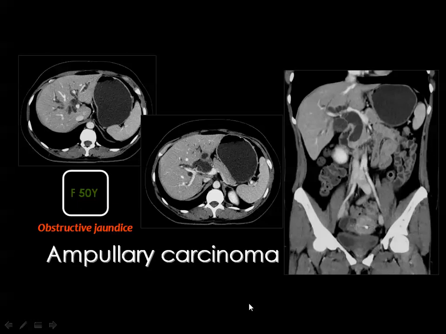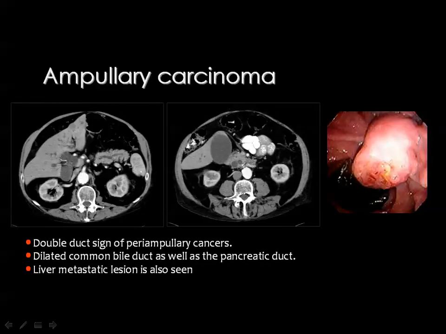Then look at this case. There are dilated biliary radicals throughout the liver. The common bile duct is dilated, and you can imagine that this is the site of the tumor, or the ampullary carcinoma. It's better for this to be evaluated by ERCP, not by MRCP.